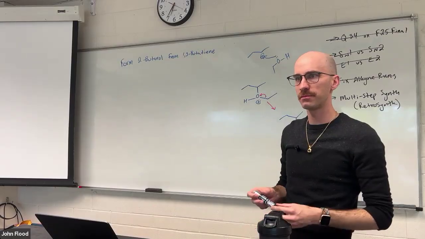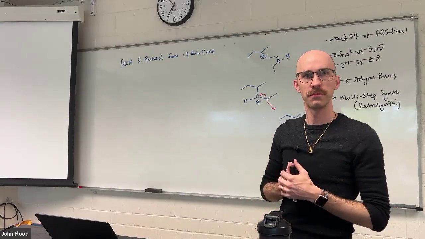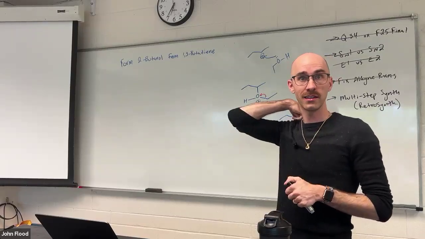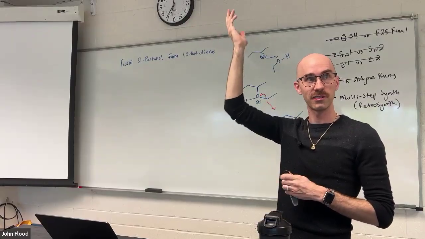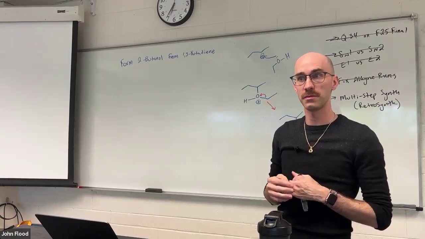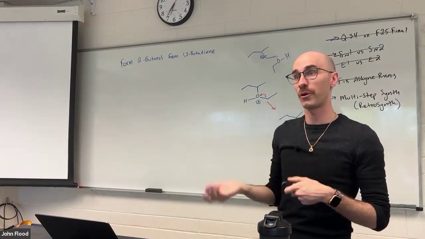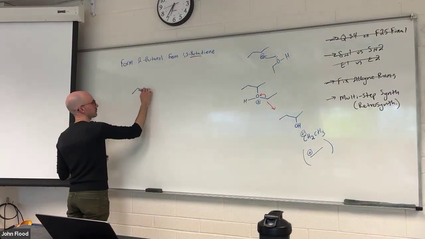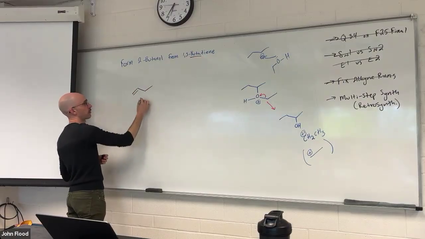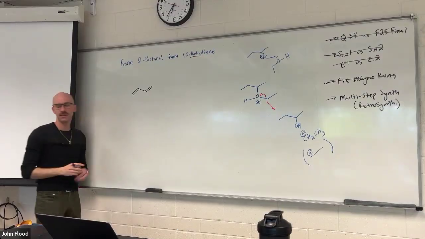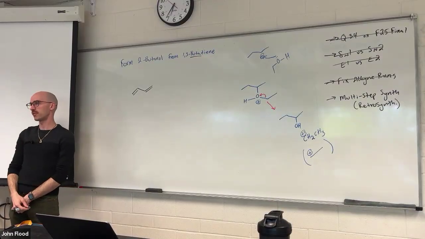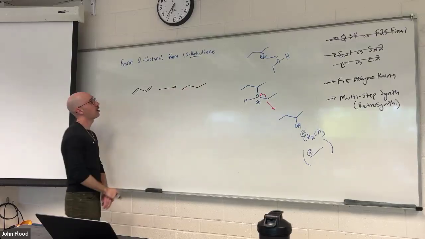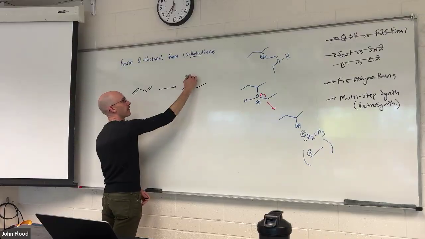Has anyone solved this one already? No? One barrier in your way of solving this is nomenclature. You've got to be able to interpret those names to be able to figure out where you're starting and where you're ending. Buta, 4 carbons. Diene, one of them from 1 to 2, one of them from 3 to 4. And I want to make 2-butanol, 4 carbons, alcohol at the second position.